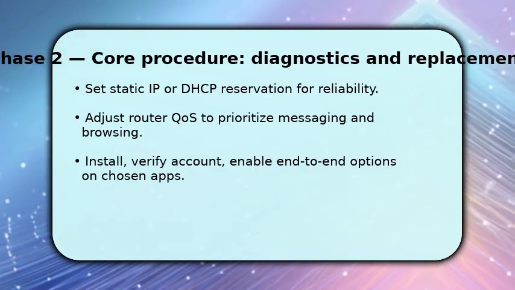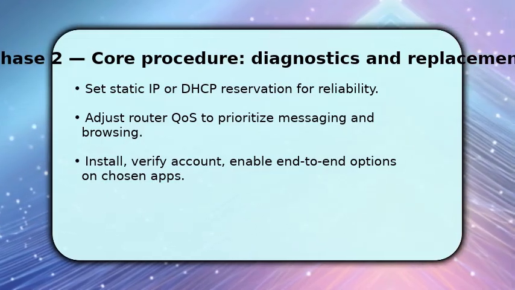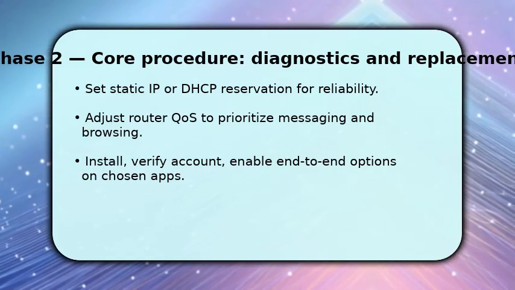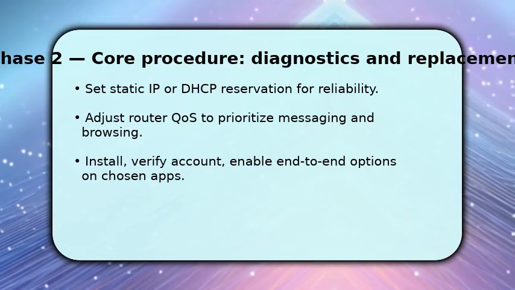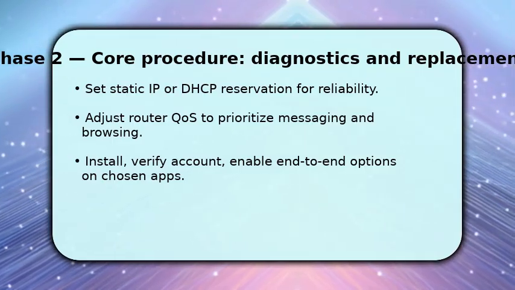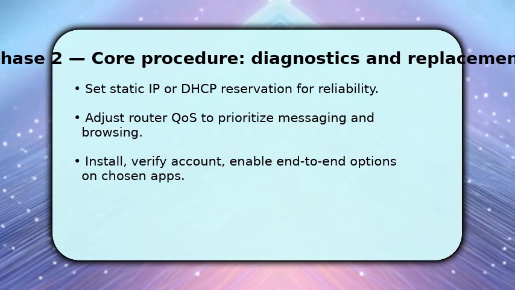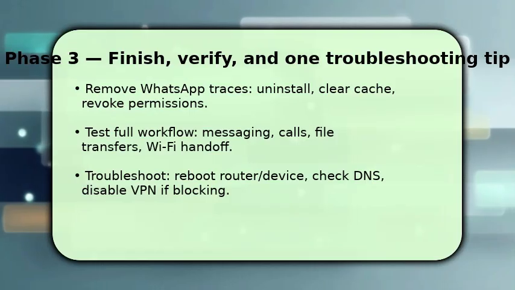Install your chosen apps, Signal, Telegram, or email clients, and verify accounts with 2FA where available. This protects identity and syncing. Once configured, make test messages, file transfers, and voice calls to confirm audio quality and delivery times before moving to final cleanup steps. Finish by removing WhatsApp traces.